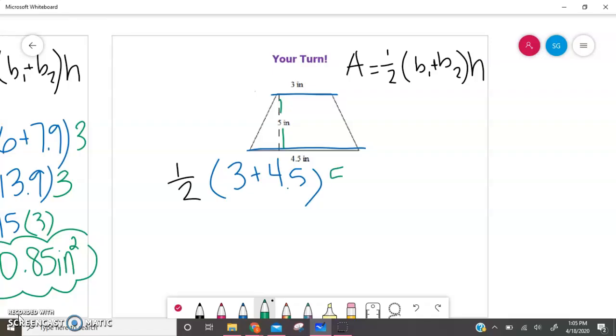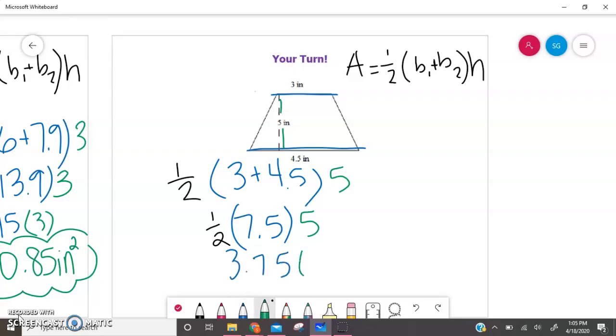And our height was 5. And the very first step you should have done is added your two bases. So 3 plus 4.5 should have given you 7.5. And then the next step would be to cut that in half and then multiply by our height. And when you cut 7.5 in half, or you multiply it by half, it should have given you 3.75.